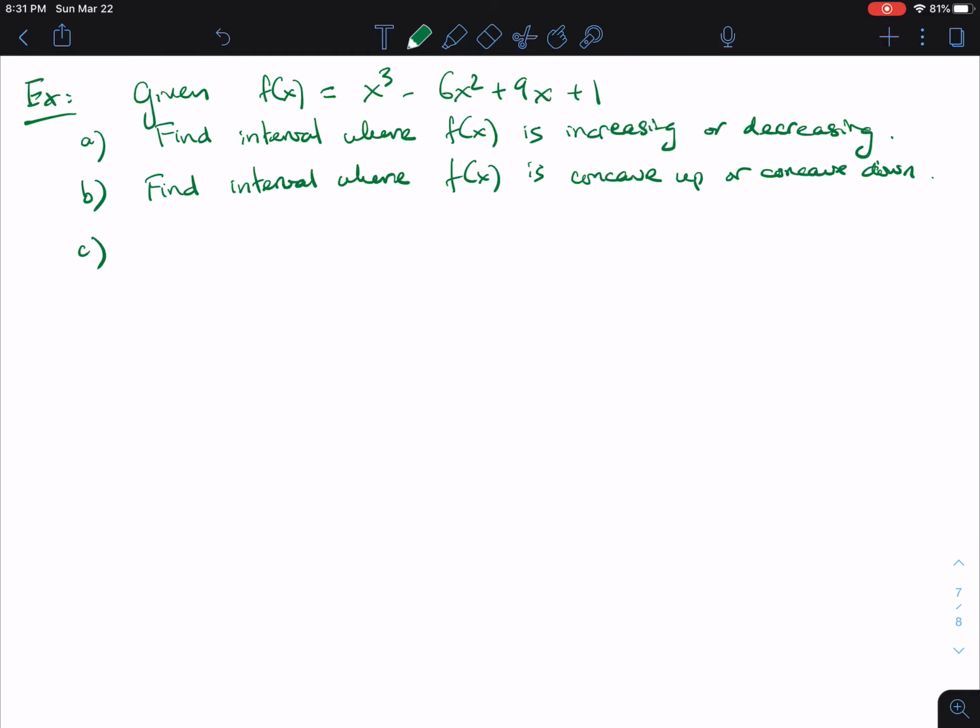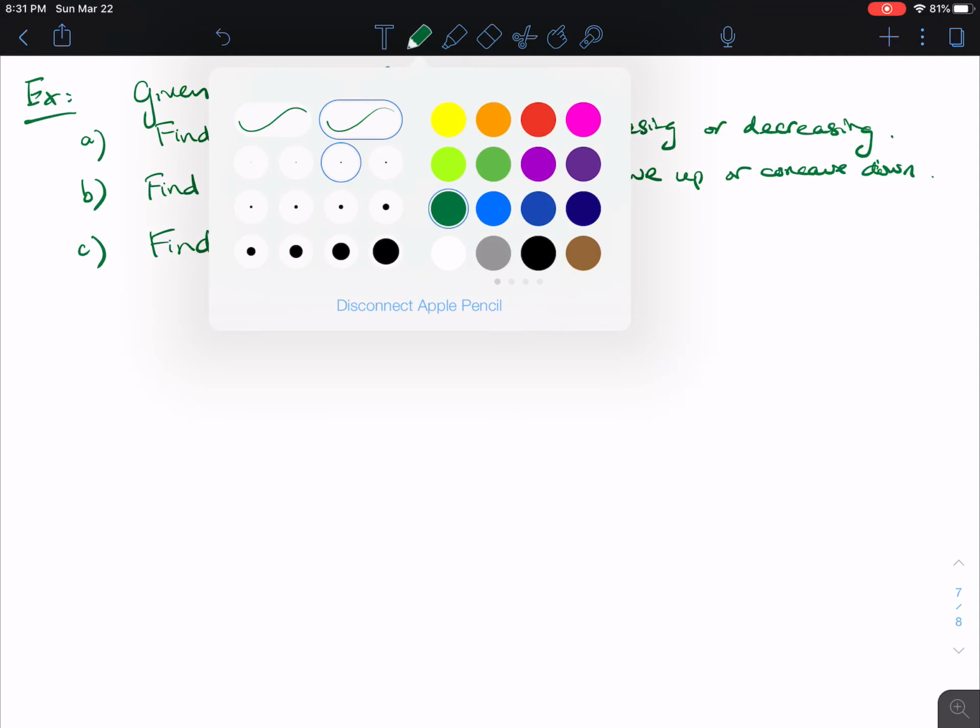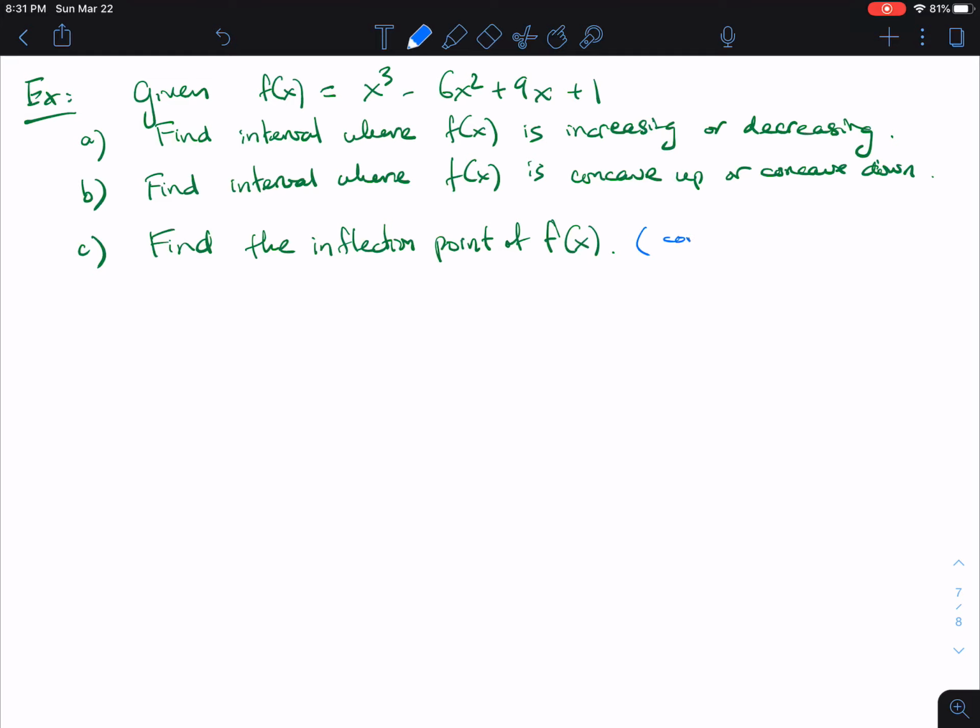And then furthermore, part C, find the inflection point, if there's any, of f of x. And this would be from lesson 4.2. When we find the inflection points, that's using a coordinate, like an x comma y kind of deal. So we want to write that as an ordered pair.